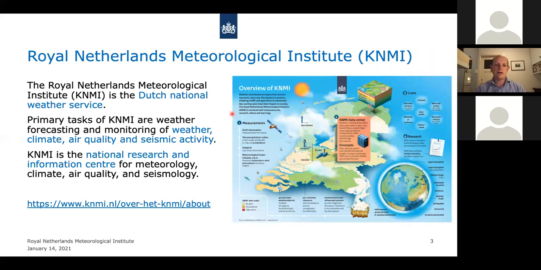So, as already said, I am from the Royal Netherlands Meteorological Institute, which is the Dutch National Weather Service. So KNMI is involved in the weather forecasting, but also in other activities around weather, climate, air quality, and seismic activity in the Netherlands. We have three large research and development groups that are more dedicated to science. And in addition to that, we have more operational tasks in running the meteorological instruments and doing the meteorological forecasts in the Netherlands.